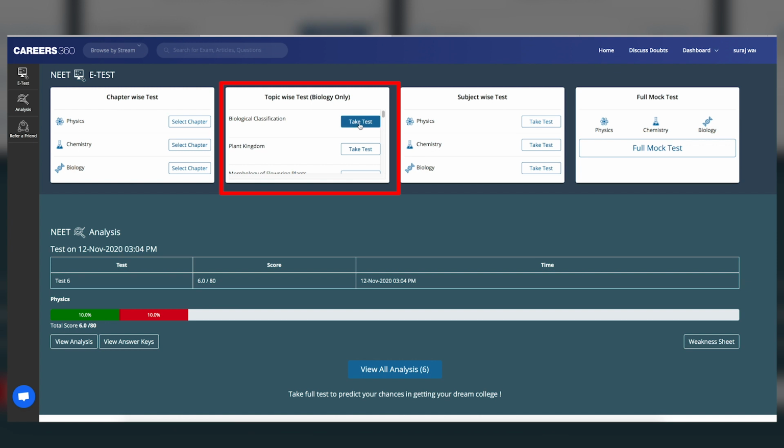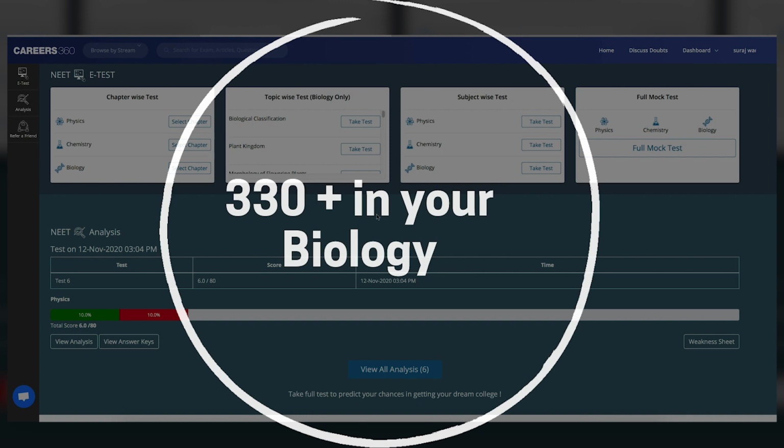Also, as biology holds the maximum marks in the exam, we have specially designed topic-wise tests for you to conquer the concepts so that you can get 330 plus in your biology.